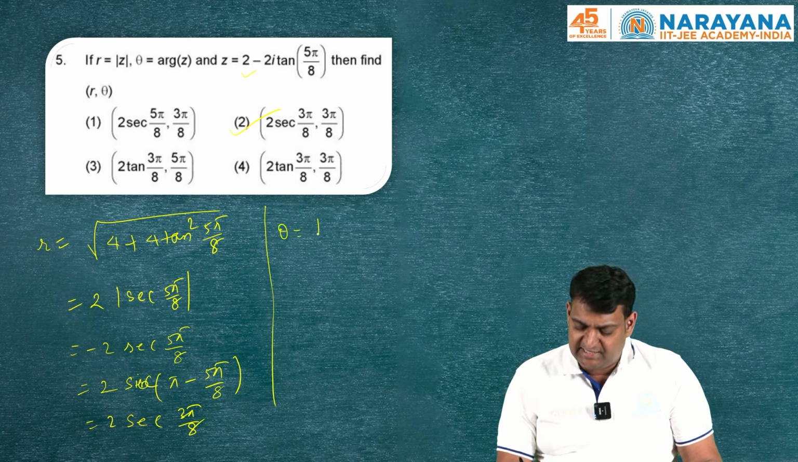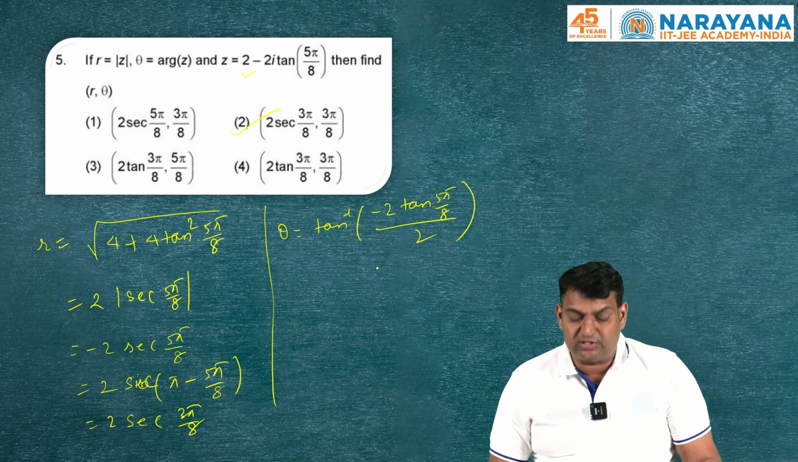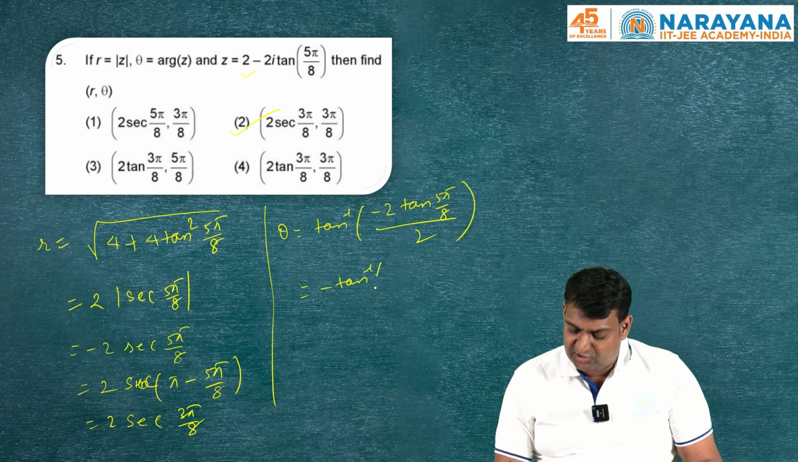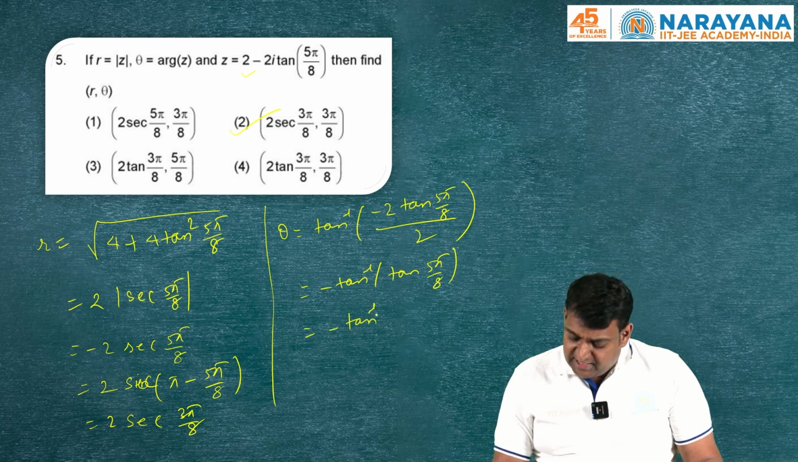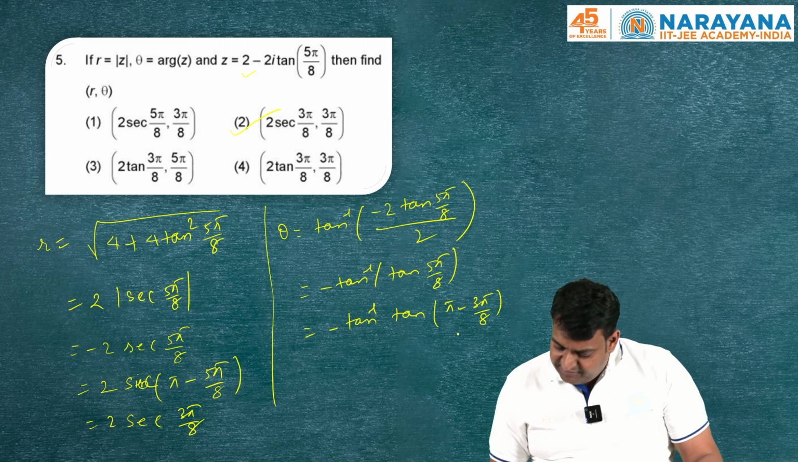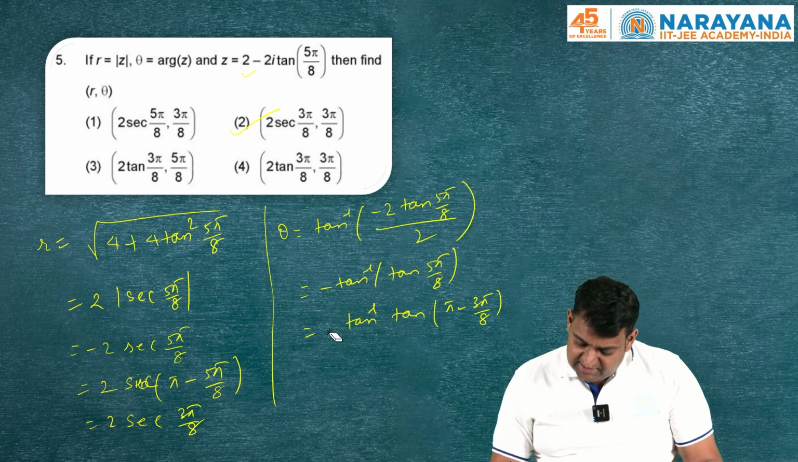So theta is directly tan inverse of minus 2 tan 5π/8 by 2, that is tan inverse of b by a, because the point is in the first quadrant. 2 common and cancel, tan inverse minus theta minus tan inverse of tan 5π/8. I can write this as minus of tan inverse tan (π minus 3π/8). In fact, observe this minus sign, I will cancel. I hope you understand what I did here.